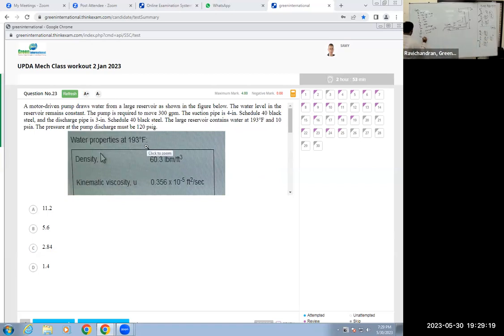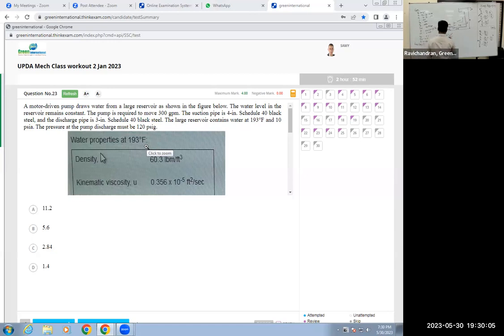So K entrance loss is equal to 0.5 and elbow loss 0.9. F is given. So they are asking for the line loss. So we know loss HF is equal to FLV square by 2GD. Correct? So here the L is the equivalent length.